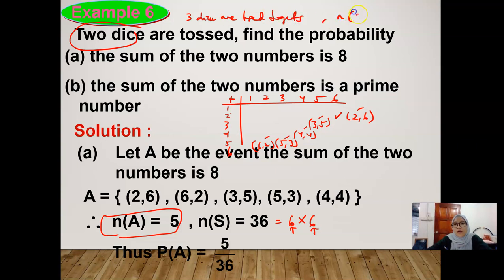So your number of S is 6 times 6 times 6. Okay. If 4, then 6 times 6 times 6 times 6, 6 to the power of 4. Okay, understand that? So this is the probability.